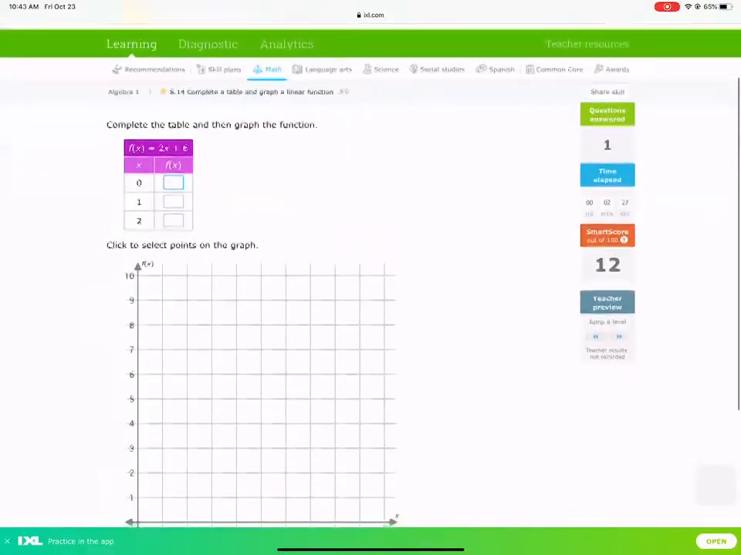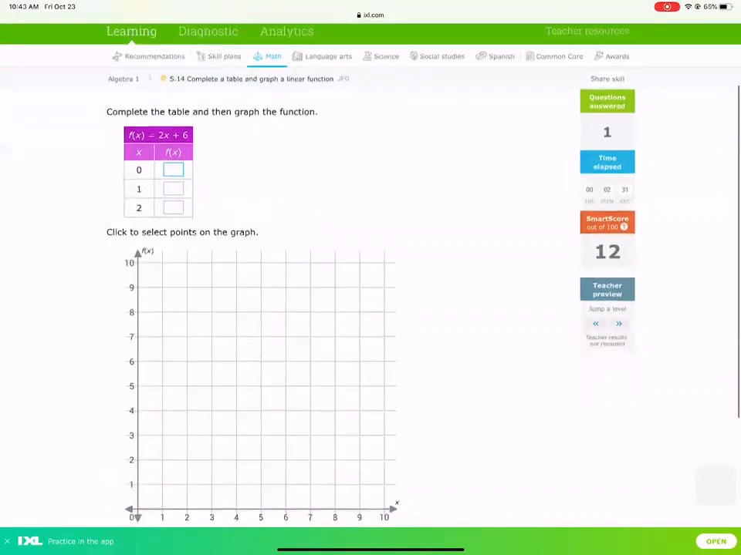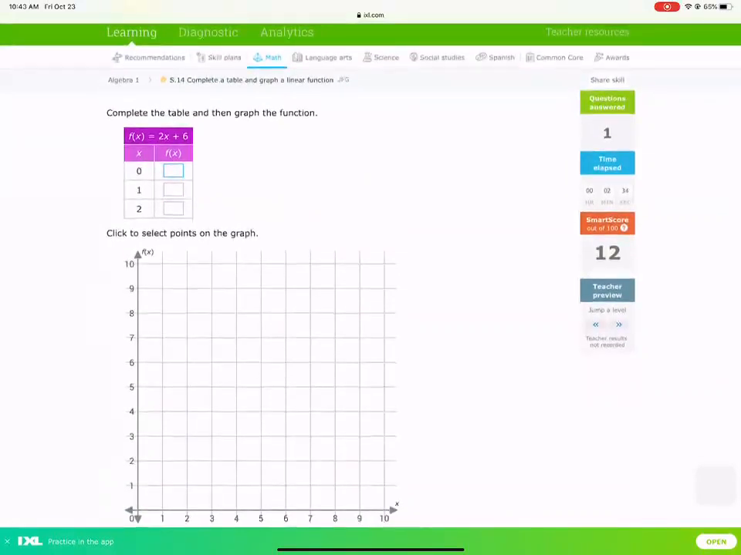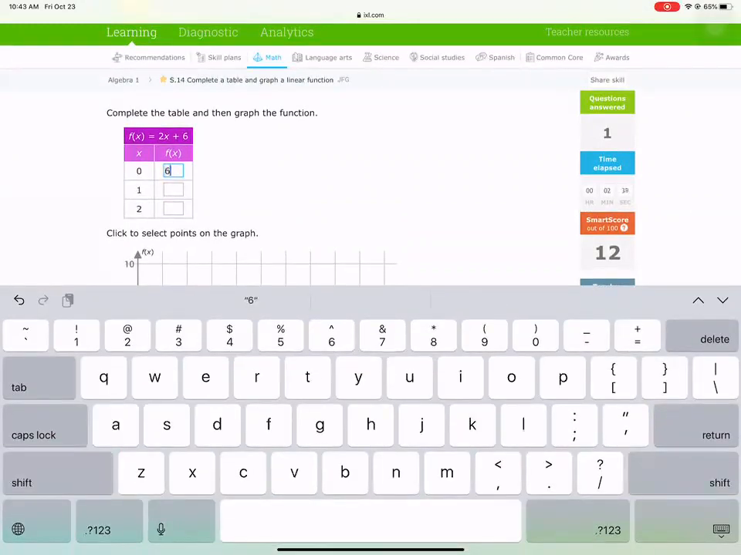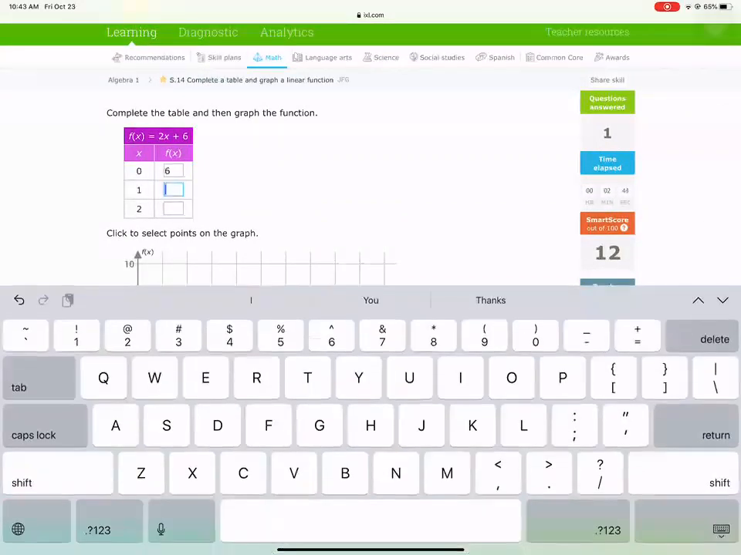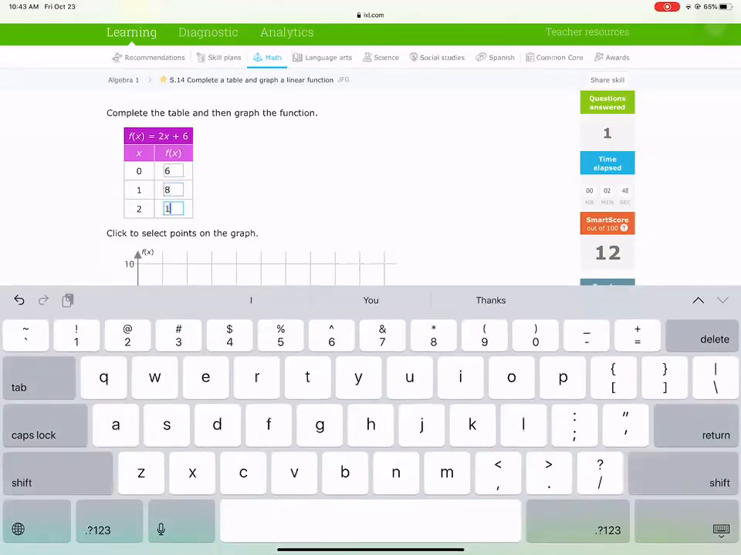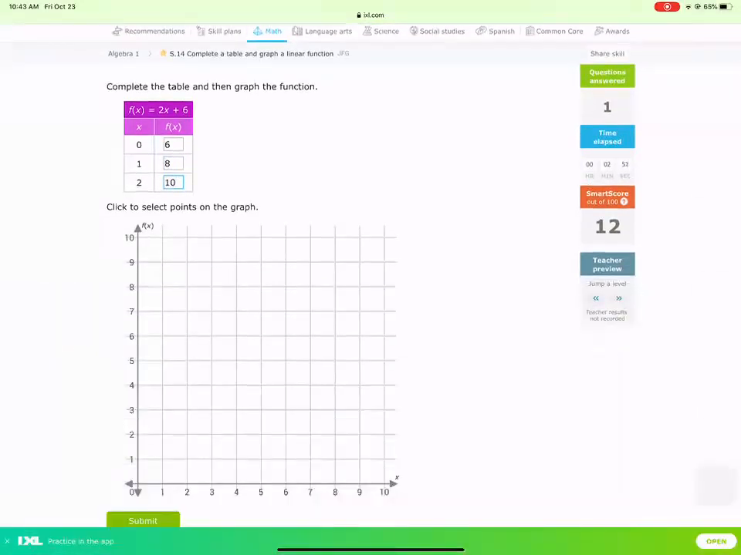Okay, so do the same thing here. We're going to plug it in. We can do mental math if you want. If I plug in 0 into this problem here, 2 times 0 is 0. 0 plus 6 is 6. Plug in 1. 2 times 1 is 2. 2 plus 6 is 8. 2 times 2 is 4. 4 plus 6 is 10. 0, 6, and 1, 8. And just to verify, 2, 10. Yeah, 2, 10.